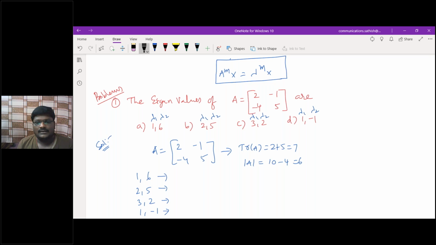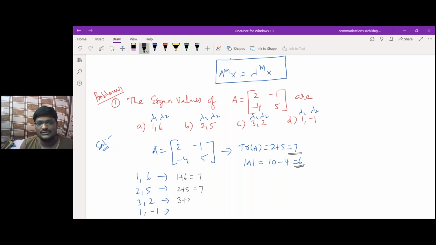Trace you got as 7, and determinant you got as 6. Trace means the sum of these. 1 plus 6 is equivalent to 7. Next, 2 plus 5 is equivalent to 7. Next, 3 plus 2 is equivalent to 5. 1 minus 1 is equivalent to 0. Am I correct?